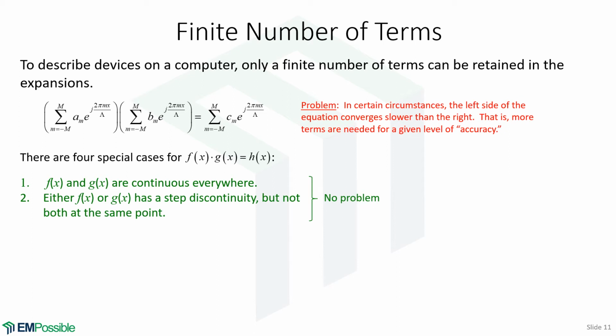Well, now what if they both have a step discontinuity at the same point? So both f and g on the left have a step discontinuity at the same point. It turns out there's actually two cases.